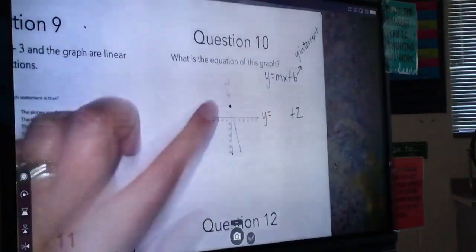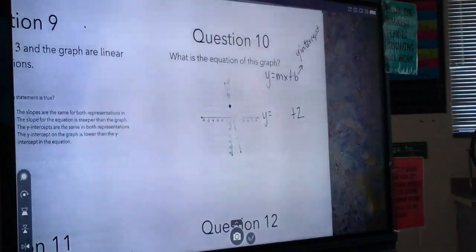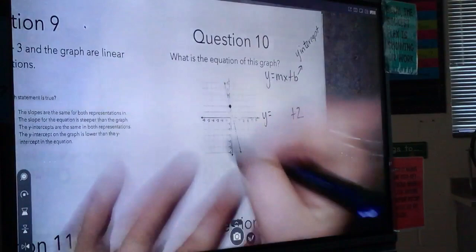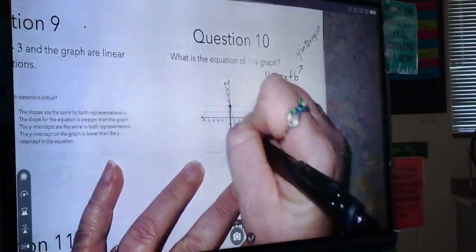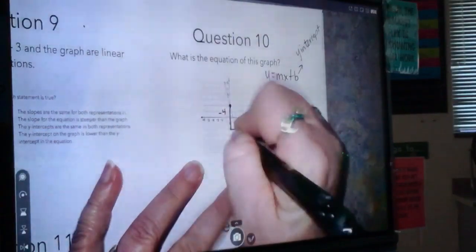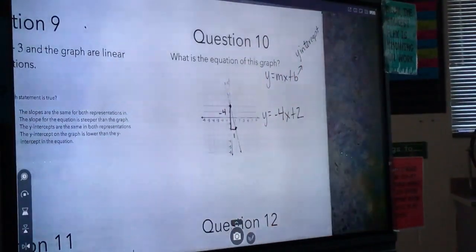And how do I find my m, or my slope? Kira? It's rise over run. Rise over run. So I'm going to start with this one, and I'm going to go to here. So I'm going to go down 4 over 1. So this is -4/1, which gives me -4x, and that is my equation.